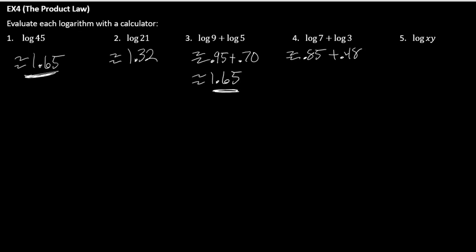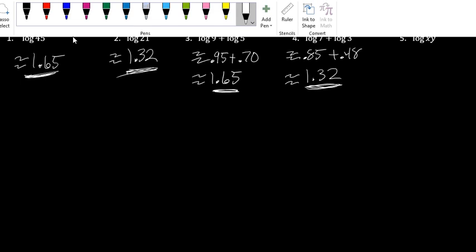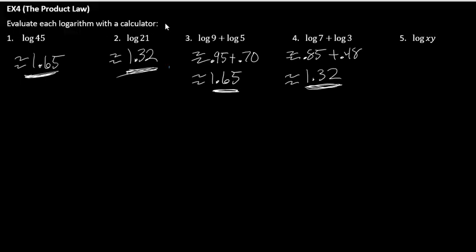Okay, when we add those two together, and of course I'm just using the graphing calculator and writing down the decimal estimates, we get 1.32. Okay, so what is happening here? The 1.65s, why did we get the same answer with these two?